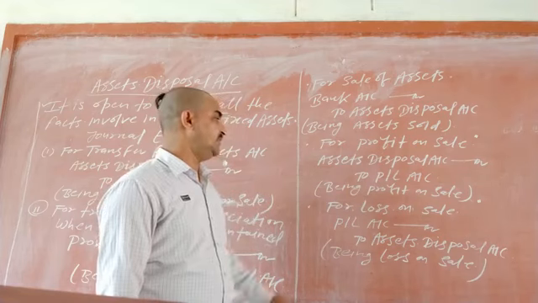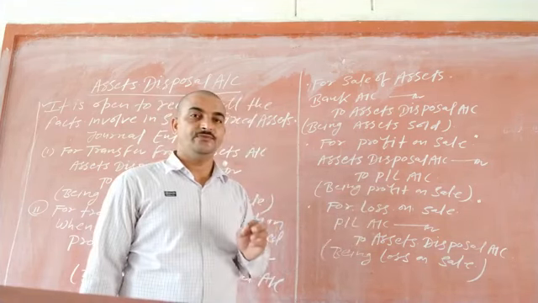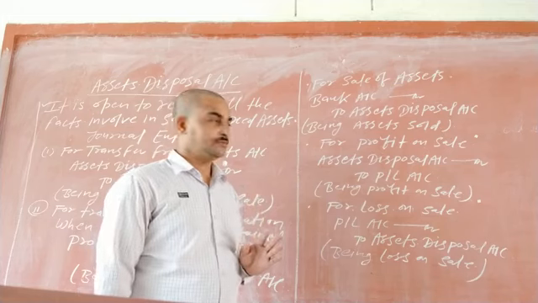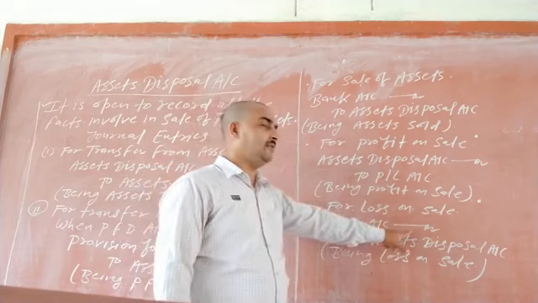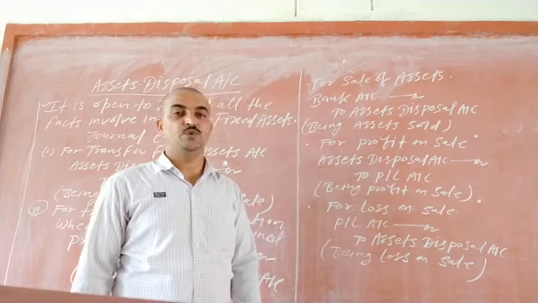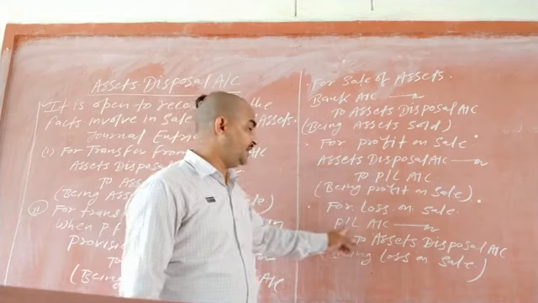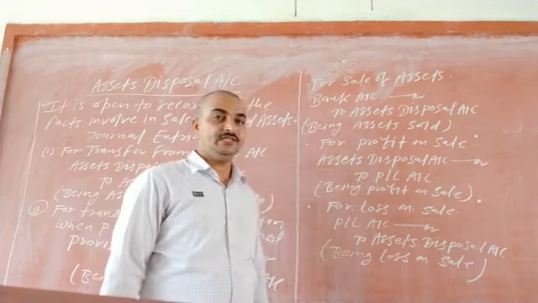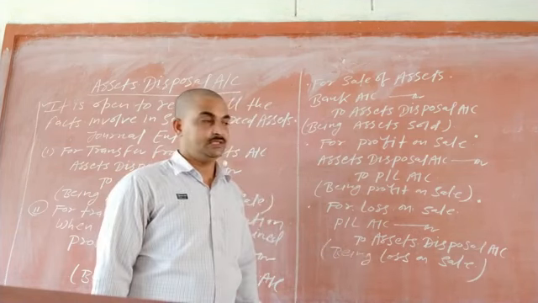Now the next entry for loss on sale of fixed assets. Entry will be profit and loss account debit to asset disposal account.